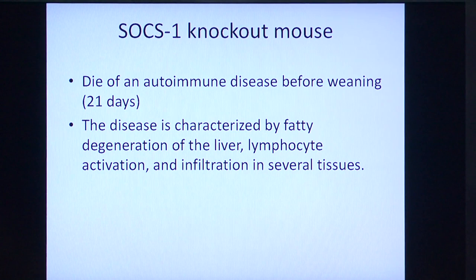So if you don't have SOCS-1, then guess what? These mice, just like our FOXP3 knockout mice, die within about 3 weeks of uncontrolled inflammatory disease. And basically, there's infiltration of immune cells everywhere. Because again, one of the critical regulators of the immune response is no longer there. One of the critical things that keeps the immune system in check is no longer there. So these mice die.